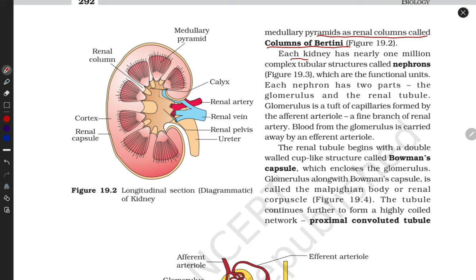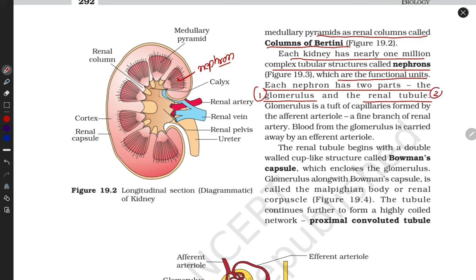Now, each kidney has nearly 1 million complex tubular structures. We call them nephrons. Here, the nephron is situated, which is the functional unit of the kidney. Each nephron has two parts. First is the glomerulus part, and the second one is the renal tubule part, meaning PCT, DCT, Henle's loop, like this.